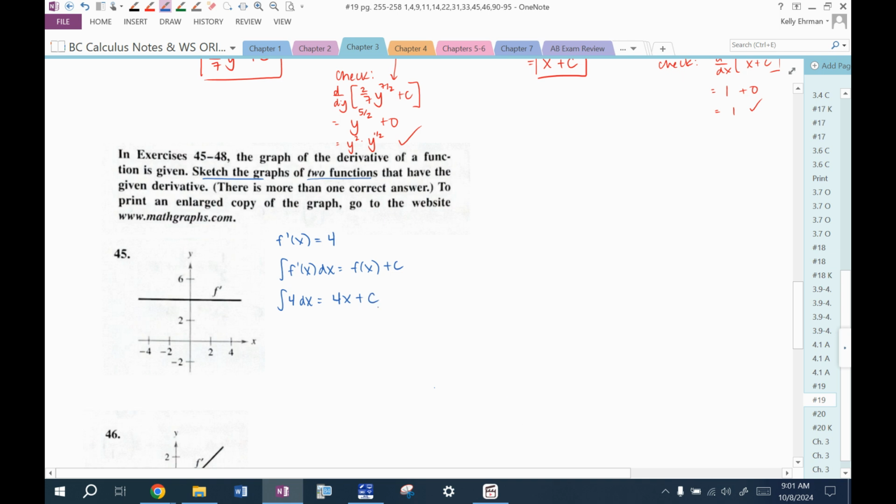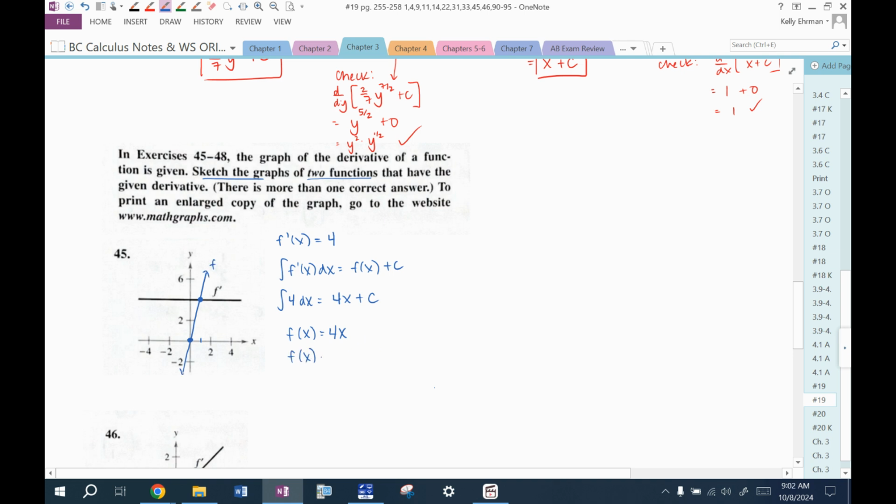All right. And then, so what are they saying? Come up with two functions. So one function could just be, okay, f of x is just 4x. So I guess I didn't sketch this graph, so I'll do that now. If I go, let's see, slope of 4. So if I go up 4 over 1, I'm just going to roughly sketch this in. Something like that. So there's a possibility. That could be a possible f.